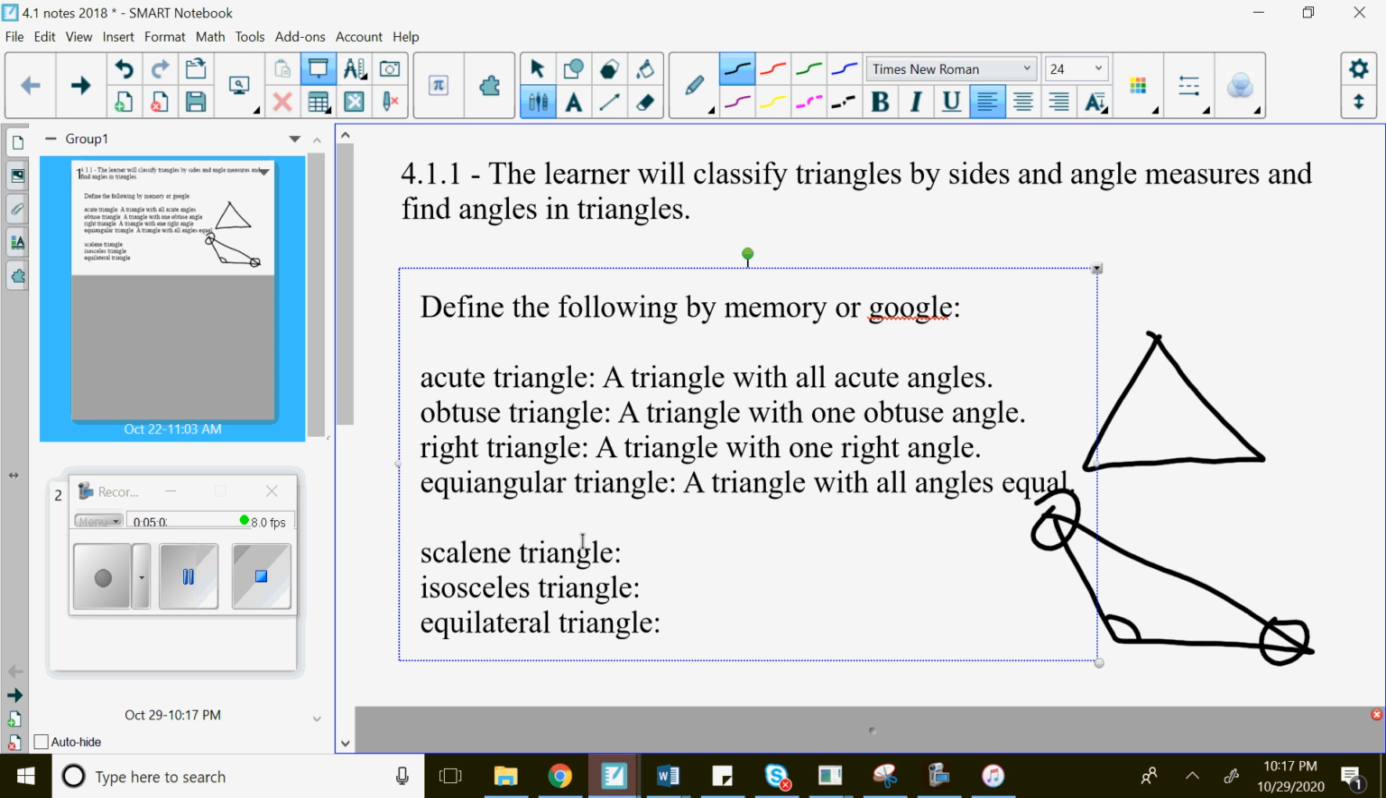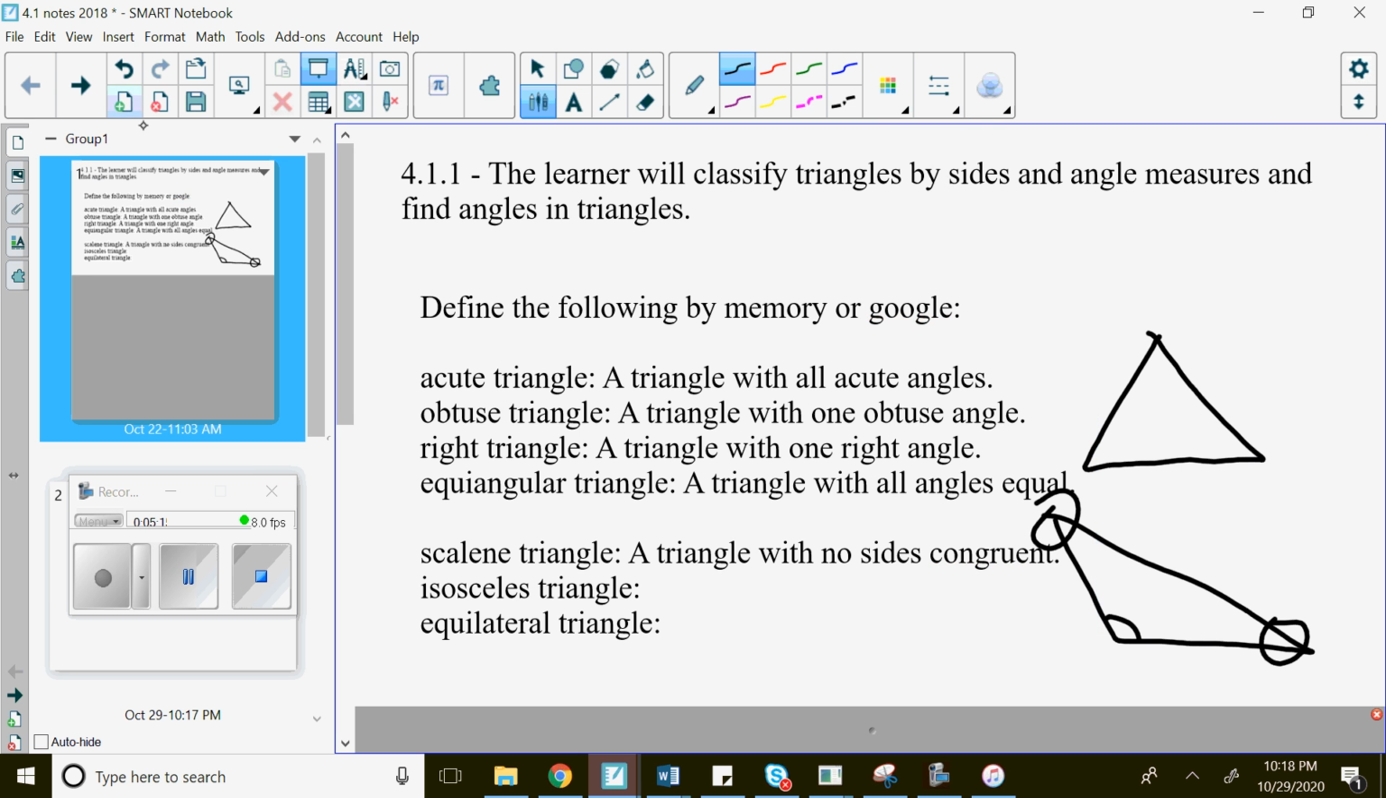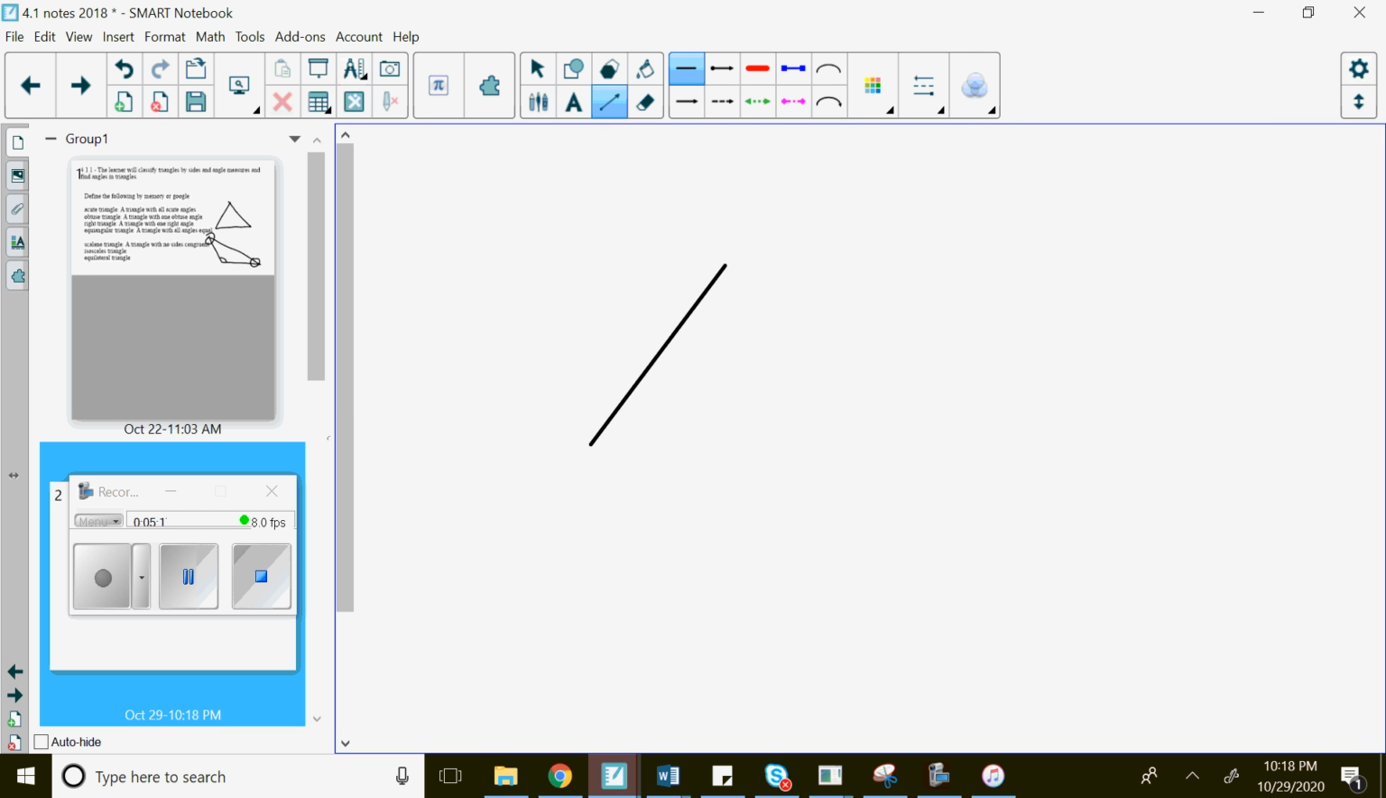Now let's get into how we would classify triangles by side length. By side length, we can classify triangles as scalene, which means a triangle with no sides congruent. So you could have a scalene acute triangle that would look like this.